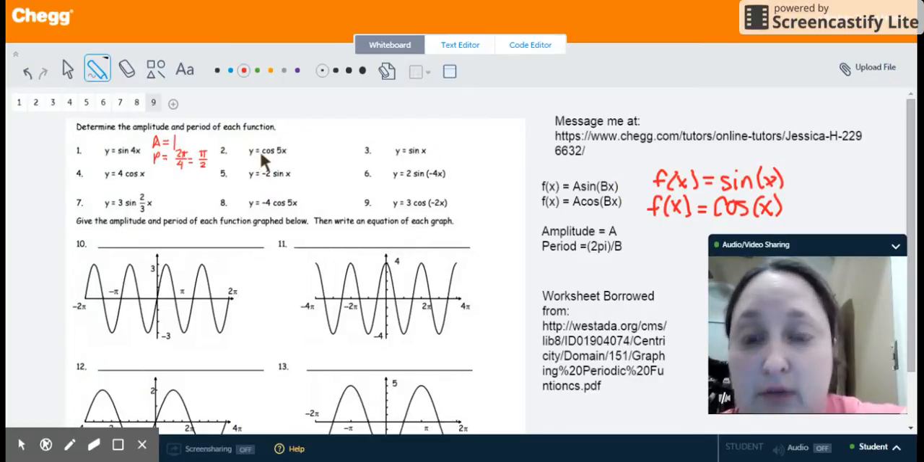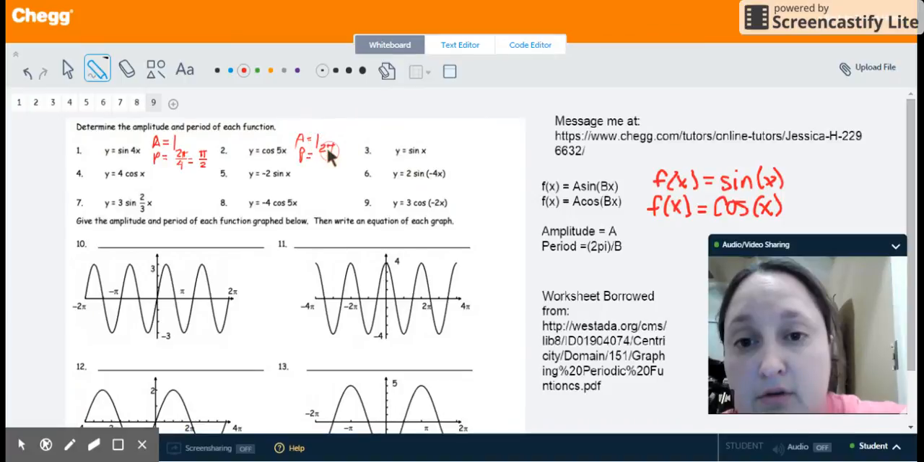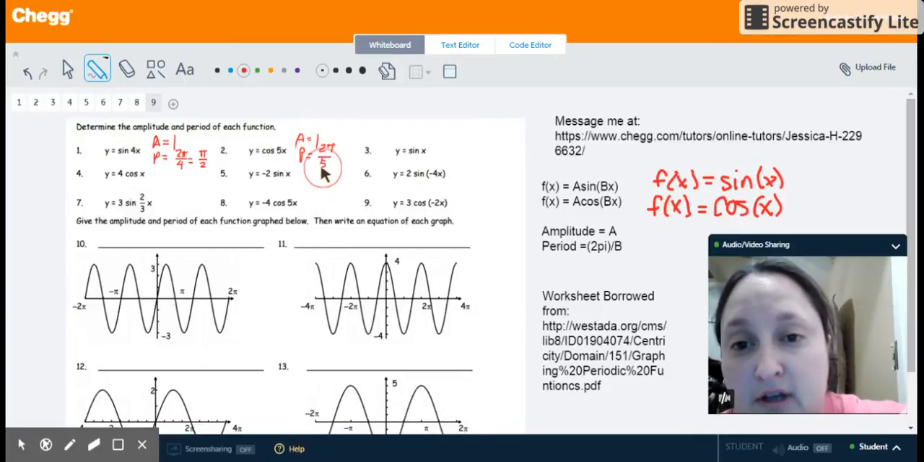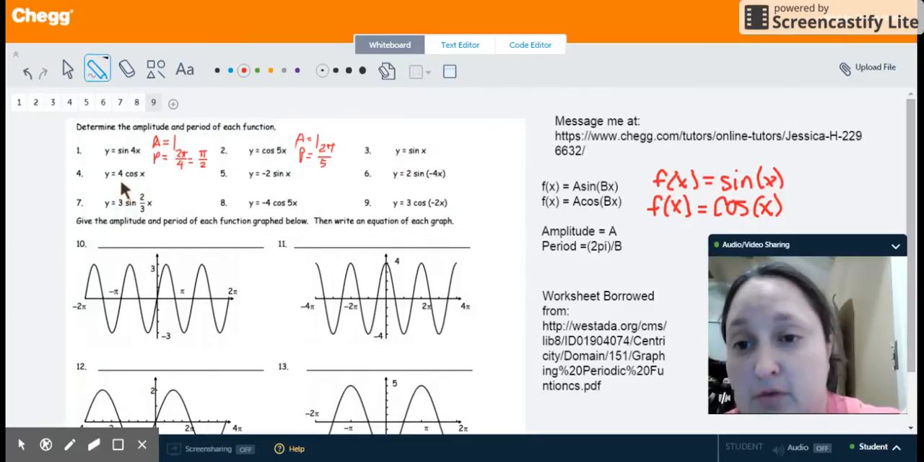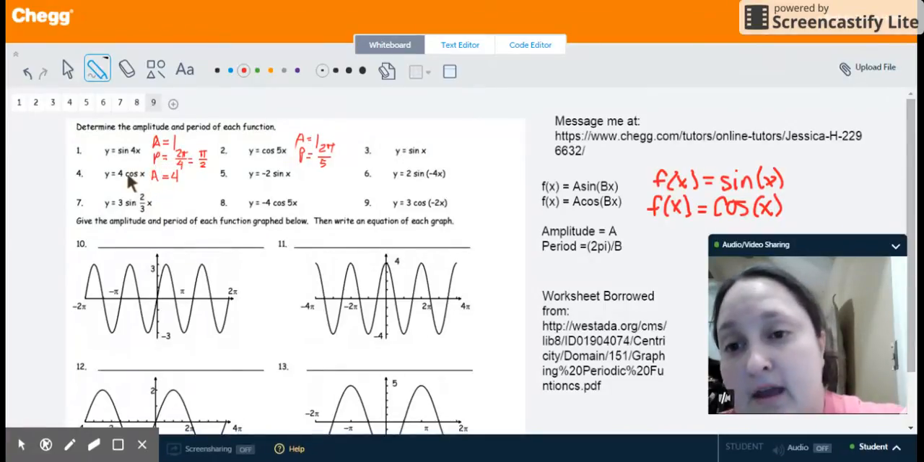For the cosine, notice we have a coefficient of 1 again, so it has an amplitude of 1 and a period of 2 pi over 5. Now that can't reduce, so we're just going to have 2 pi over 5 as the answer. Number 3 is our parent function, which we've already discussed. Number 4 would have an amplitude of 4 because it has a coefficient of 4 in front of the cosine. And then there is no b, or coefficient of x, so our period in this case would be 2 pi.